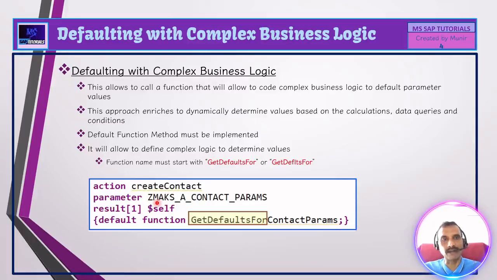And how can we call this action? We will call the action using action create, and so far we were giving result one and dollar self. Now we are calling it using a parameter clause and passing the abstract entity name here. Using this abstract entity name, the parameter will be filled in, and then it will be implemented.